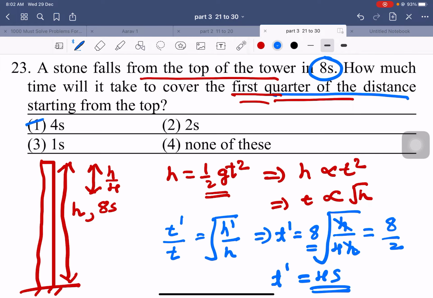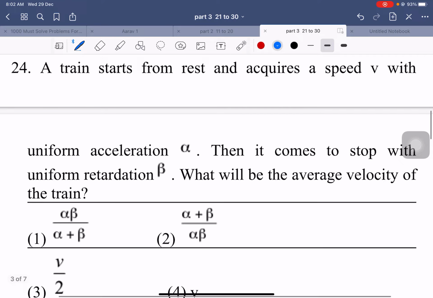Therefore, first option is the correct one. Then we will move on to question number 24. A train starts from rest.